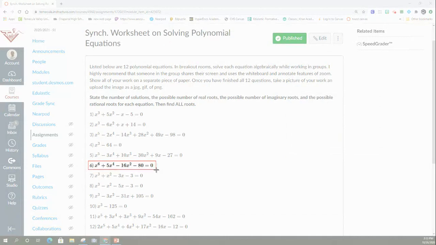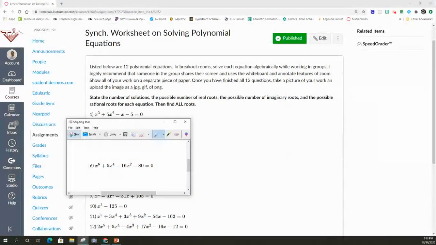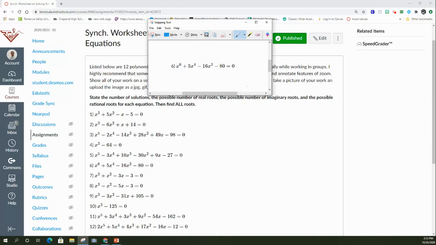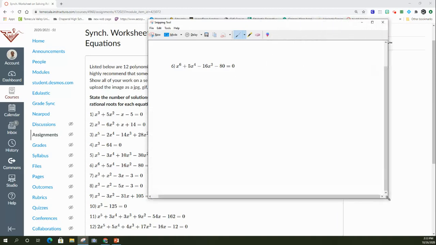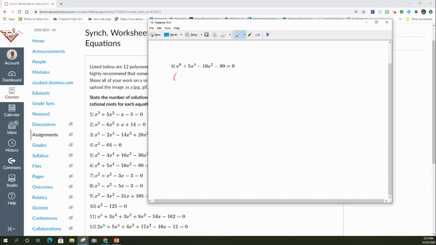An even degree polynomial. This is the first even degree polynomial that I'm doing here. So this is a 6th degree. How many roots am I going to have? I'm going to have 6 roots. When I'm done solving this, I better have 6 answers. Now it's even, so for my reals, an even degree does not have to touch the x-axis. So I could have 0, 2, 4, and 6 real.